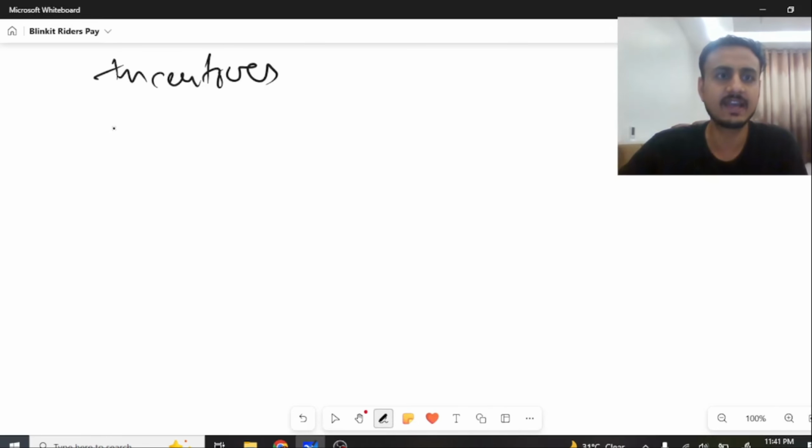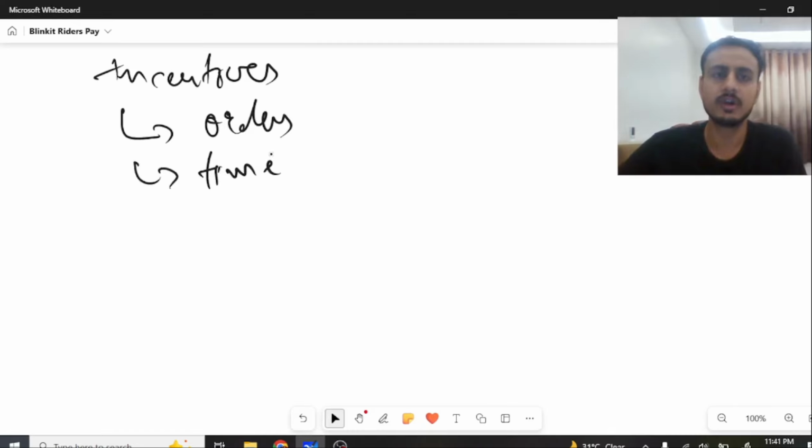So incentives can be divided into two things. One is order based incentive and one is time based incentive. Order based incentive is nothing but you are basically incentivizing delivery riders to deliver more orders in a day. So there was a base pay, but you will add another layer to it.